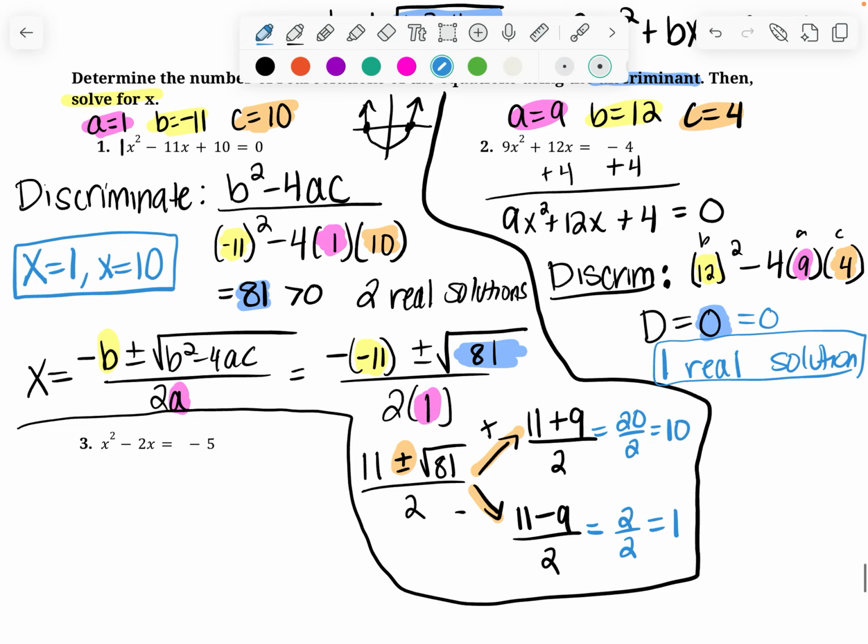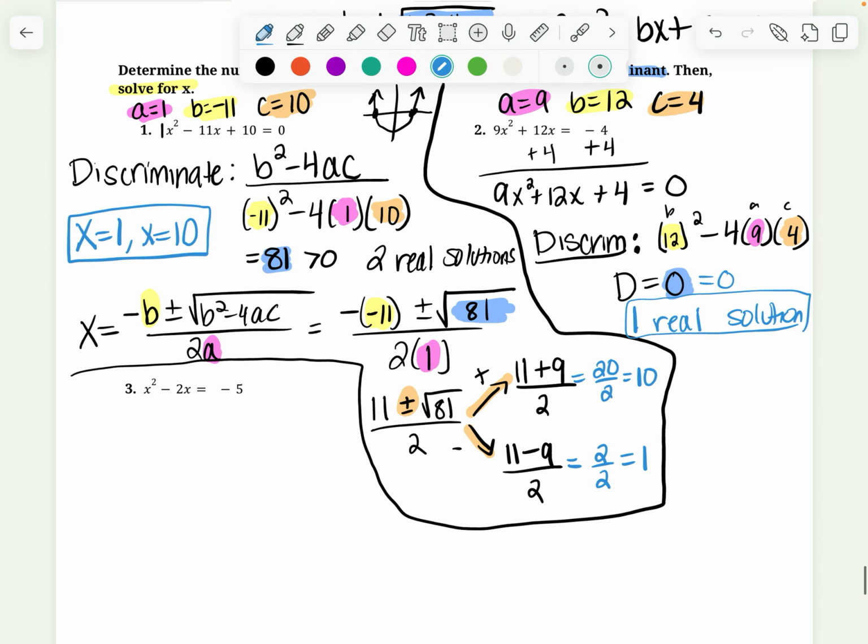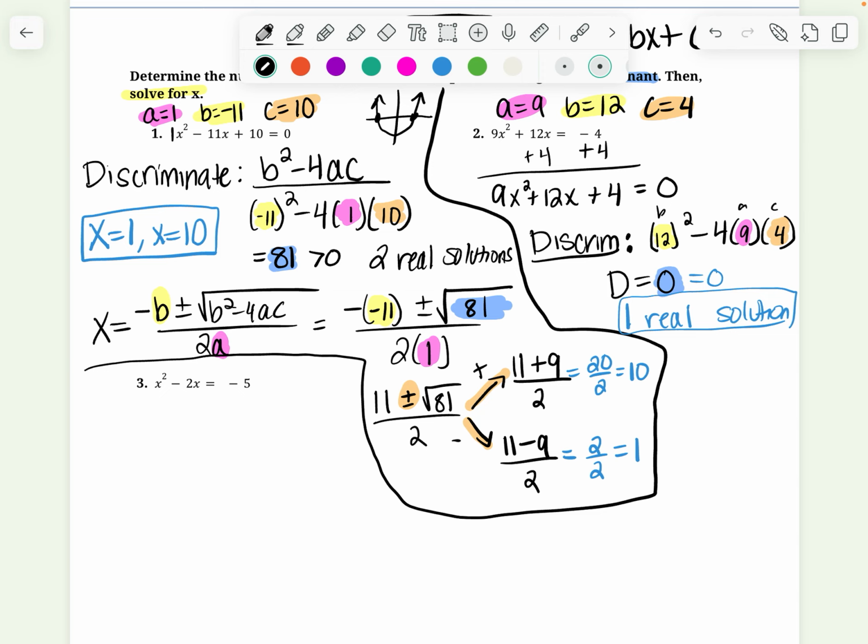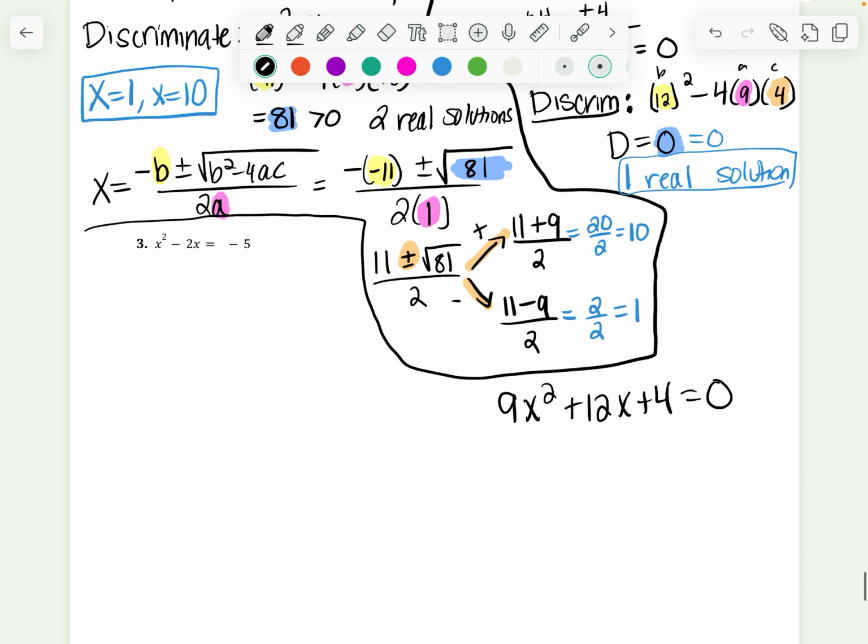All right, I am out of space, so I think I am going to bring that equation down here. The 9x squared plus 12x plus 4 equals 0, and finish solving it down here. So remember, the quadratic formula is going to be x equals negative b plus or minus the square root of b squared minus 4ac, all over 2a.